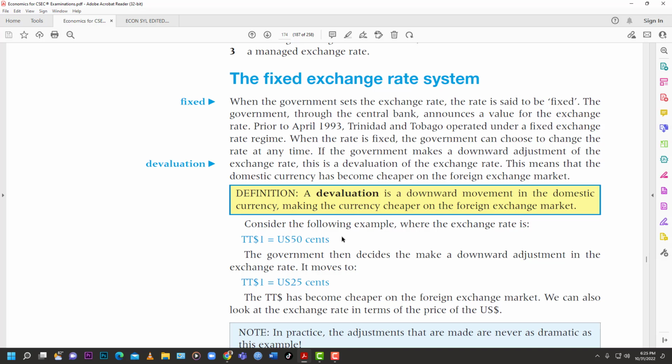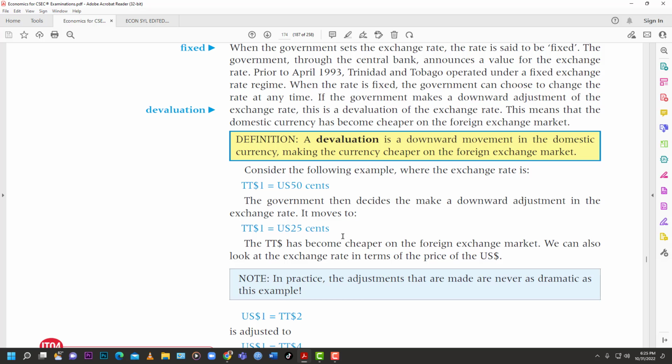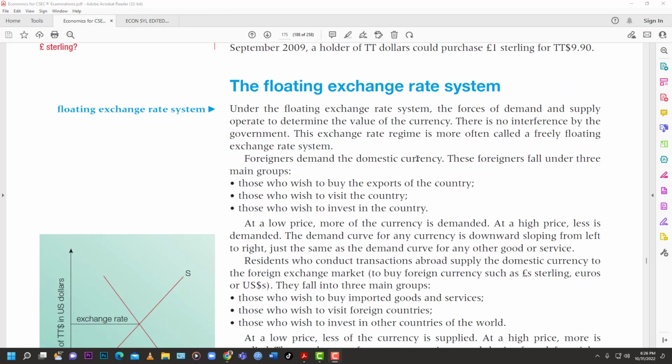Good. So that's the devaluation and revaluation in a nutshell. So if you're looking at the floating exchange rate now, as I said, the floating exchange rate is one that is controlled by supply and demand, the market forces. And so what can influence the demand for a currency? Things like if foreigners demand domestic currency, they fall under 3 groups: those who wish to buy the exports of the country, those who wish to visit the country, those who wish to invest in the country. So all these would lead them to buying the currency, the demand for the currency.